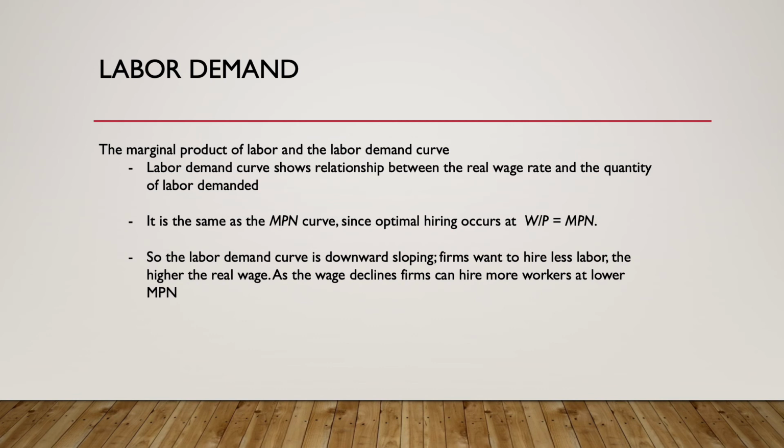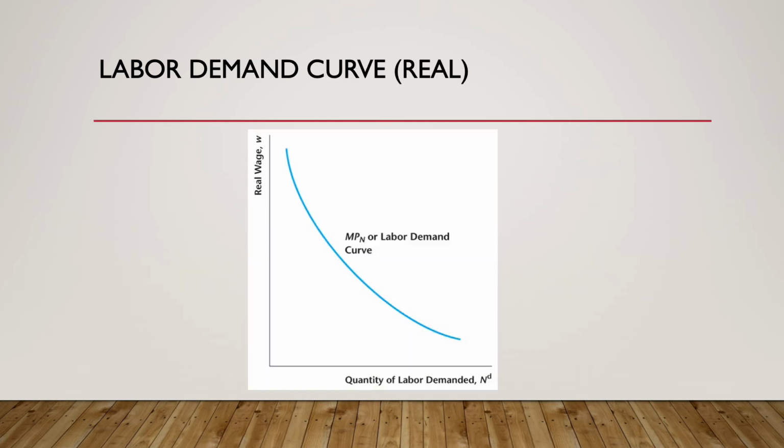So the labor demand curve will be downward sloping. Firms want to hire less labor the higher the real wage. This is because they need to have a higher marginal product of labor. And as the wage declines, the firm can afford to hire more workers at lower marginal products of labor. This diagram illustrates that relationship, right? At a very, very high real wage, in order to keep the equilibrium, the real wage is equal to the marginal product of labor, we hire up to a point where we have a very high marginal product of labor, which occurs at low quantities of labor demanded. As the real wage declines, we can hire more workers at lower marginal products of labor.